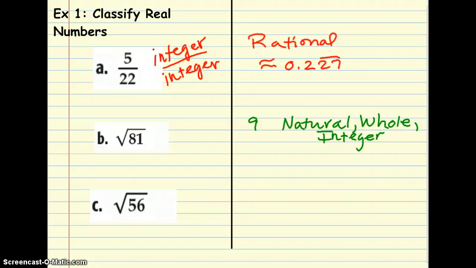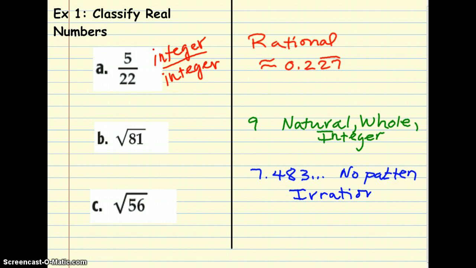Now let's take a look at the square root of 56, excuse me. That 56 is not a perfect square, so it's not as easy as the square root of 81. So if we type that into our calculator, we get 7.483. There's no pattern, and it's not a terminating decimal. No pattern, and there's no terminating decimal as well. It continues, so then we know that this is an irrational number.